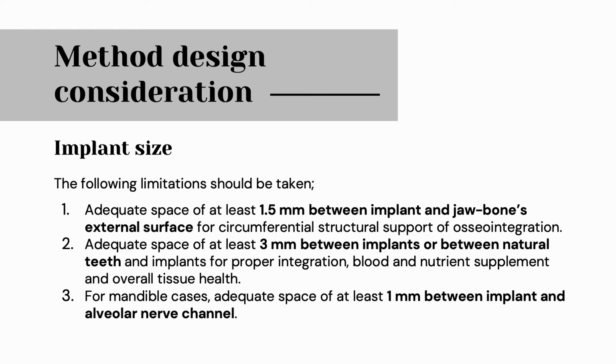On the other hand, implant size has limitations that should be taken into account. First, adequate space of at least 1.5 mm between the implant and the jawbone's external surface. Second, adequate space of at least 3 mm between implants or between natural teeth and implants for proper integration. Third, for the mandible case, adequate space of at least 1 mm between implants and the alveolar nerve canal.